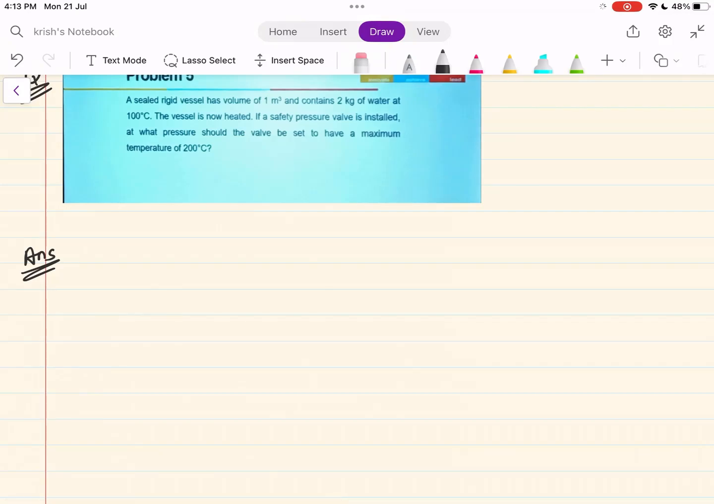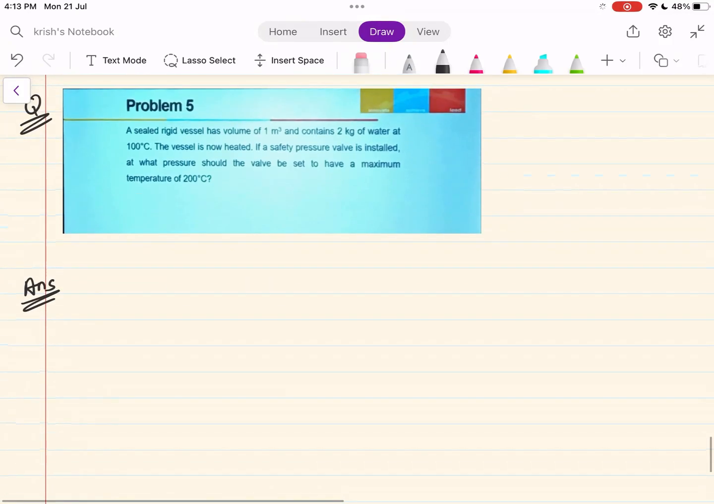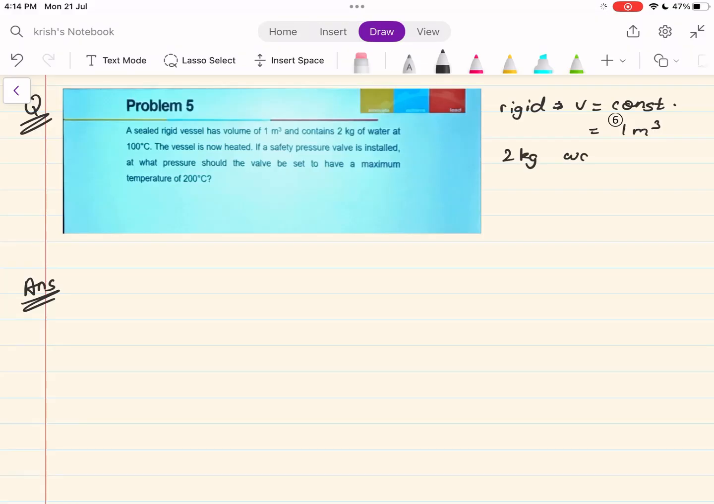So, let us begin. The question says a sealed rigid vessel. Rigid means the capital V is constant, not zero. My bad. Is constant and it is equal to 1 meter cube and contains 2 kg water at 100 degrees Celsius.